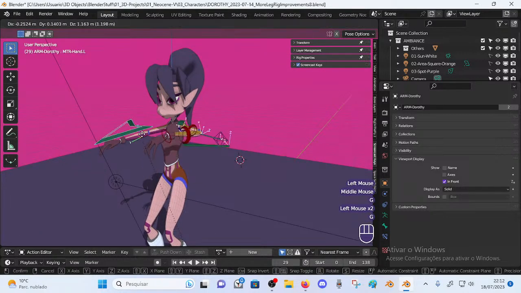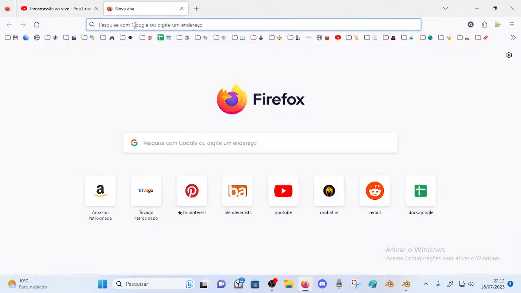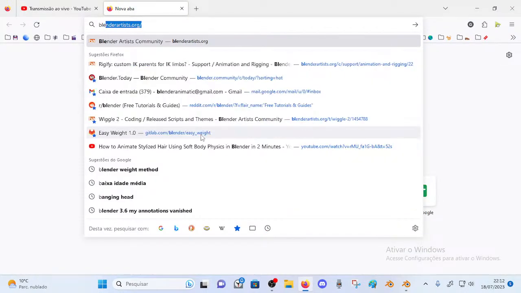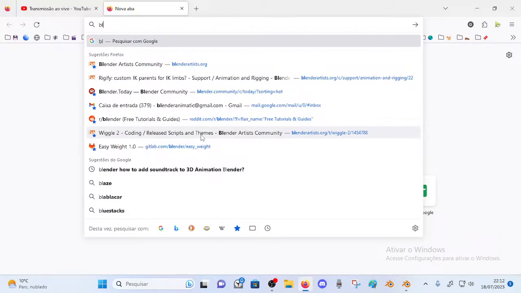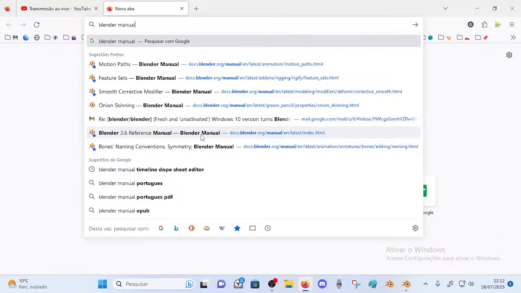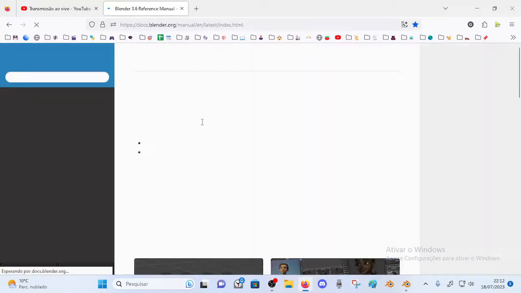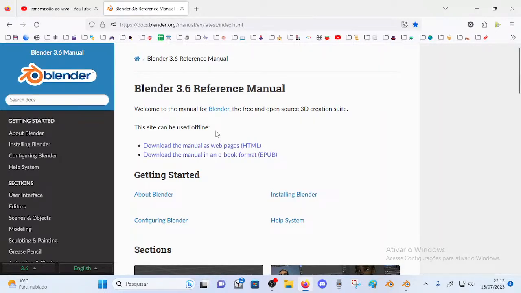I had no idea. This is why we need to get in the habit, whatever thing we learn in Blender, of reading the Blender manual, because that information about dual quaternion skinning was there. But I learned it from a forum instead of consulting the manual directly.